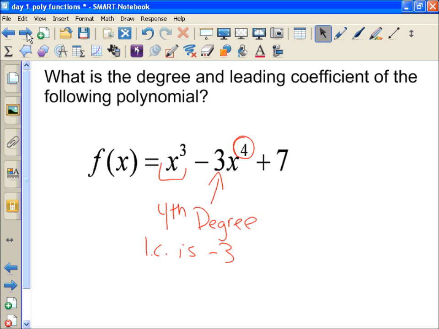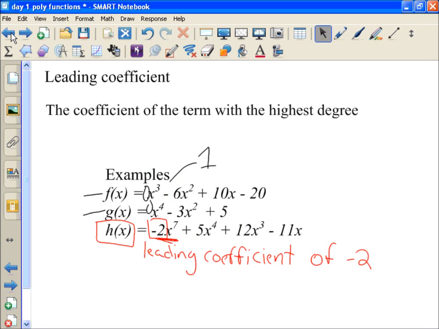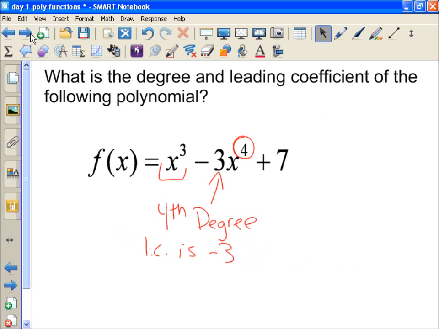Now the good news is they rarely will try and trick you like this, because most of the time they will write the polynomial's terms with each term being in descending order of power. So the highest power first, the next highest power, and so forth and down the line. So most of the time the leading coefficient will be that first one, but you never know when they're going to try and get tricky on a test or an SOL.